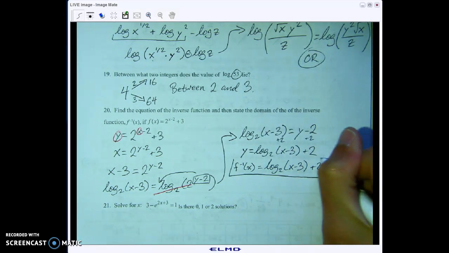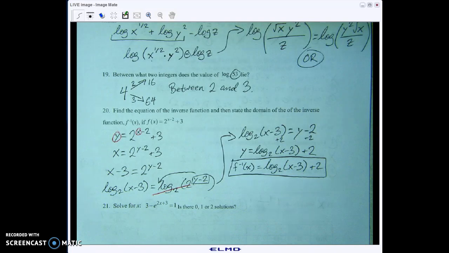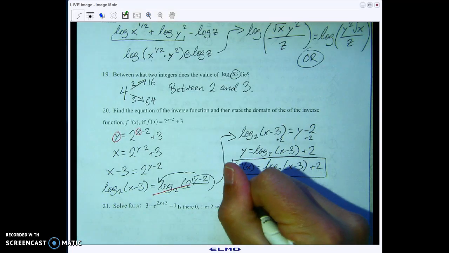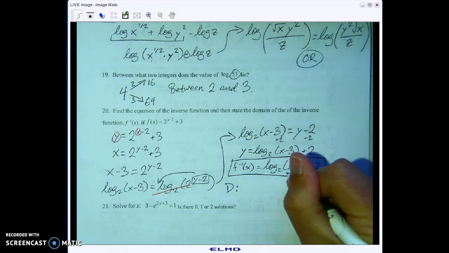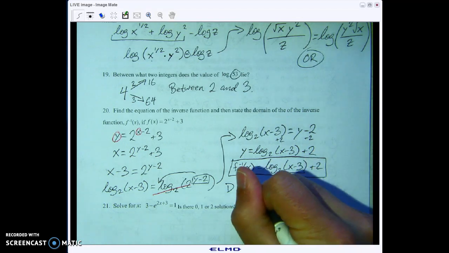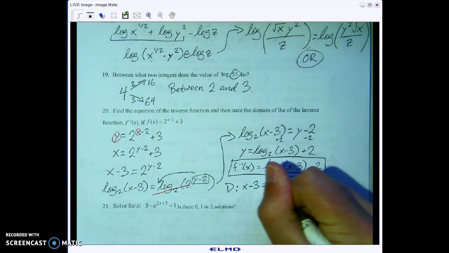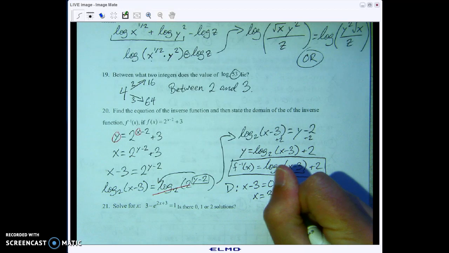And there is my inverse function. Part 2 of this question says to state the domain of the inverse, right? And the domain, to find that, well, we just take the argument, x minus 3, and set it equal to 0. And we get x is equal to 3, right?